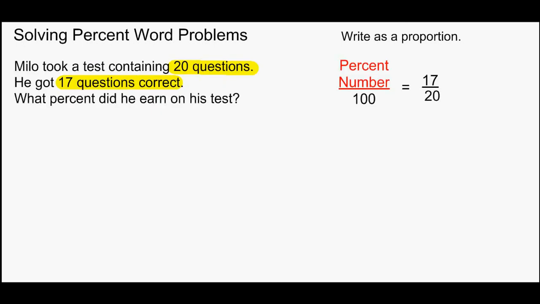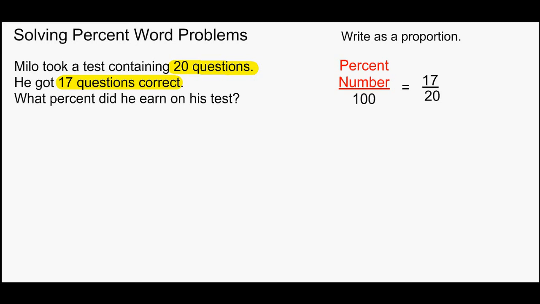For our last word problem, let's look at a missing percent number. Milo took a test containing 20 questions. That's the base. He got 17 questions correct. That's the amount. What percent did he earn on his test? The percent number is missing.